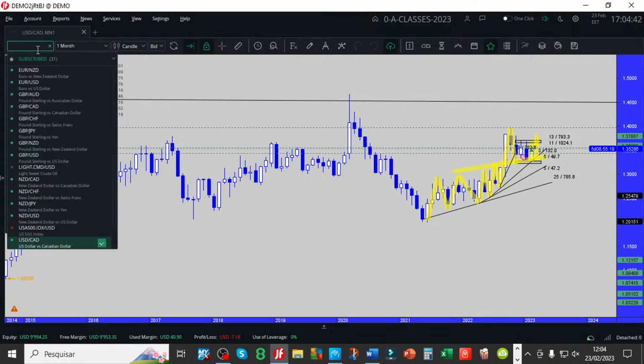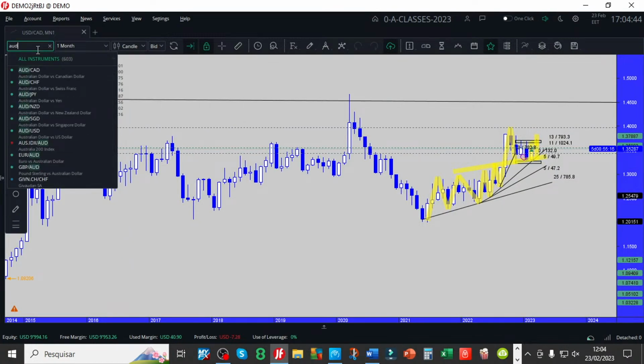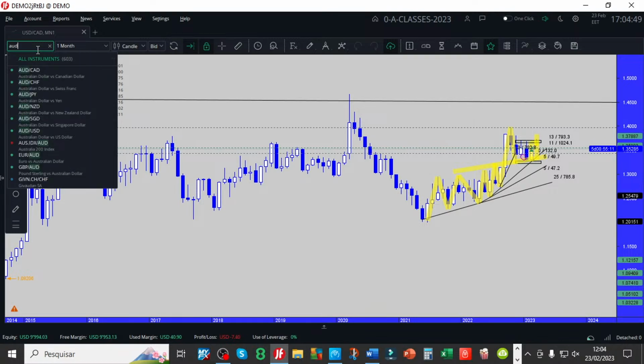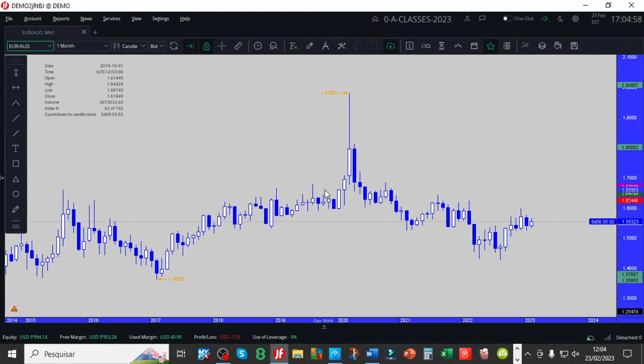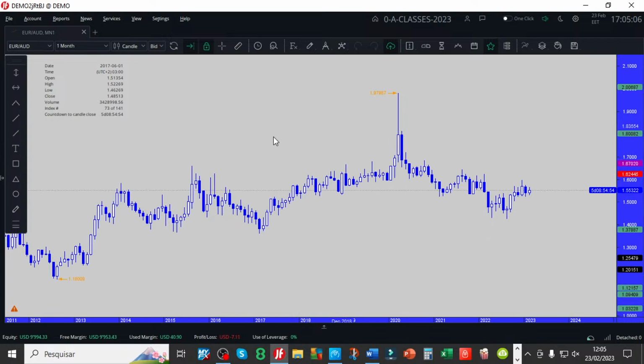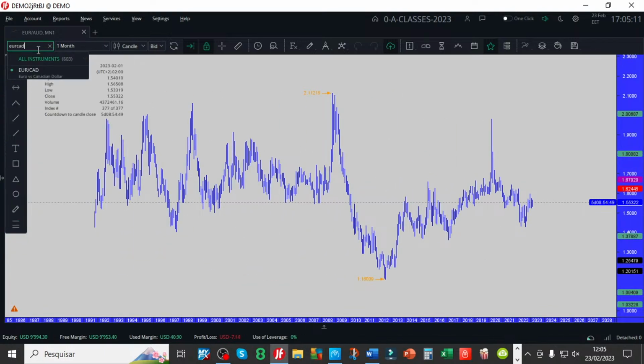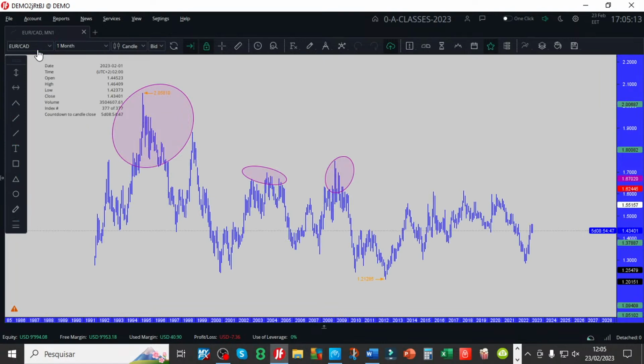What are we going to use? AUD USD maybe? AUD NZD, GBP. Let me find GBP AUD, Euro AUD. Alright, Euro AUD, we didn't check Euro AUD for quite a long time. Euro AUD monthly chart, no, Euro CAD is better. Euro CAD is going to be better for this lesson, everybody.